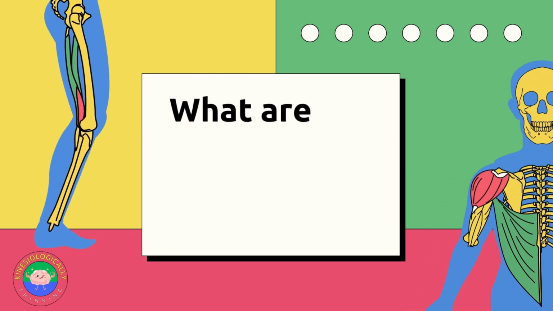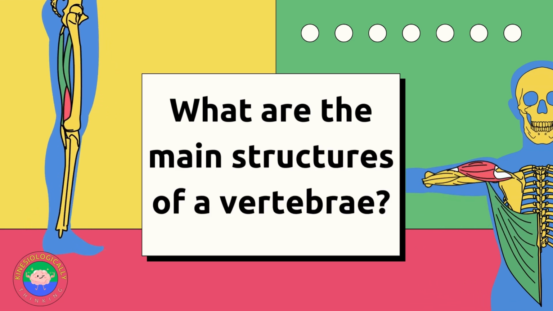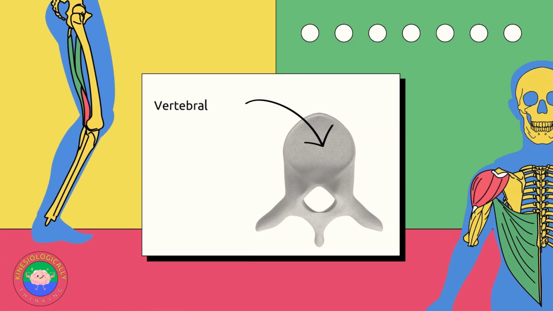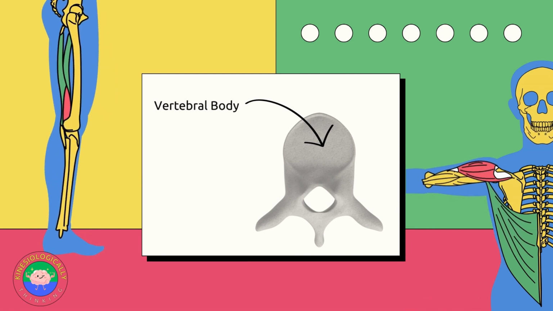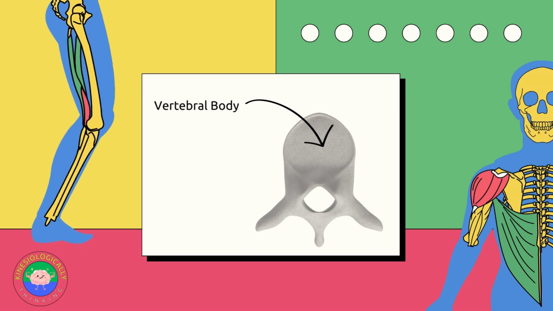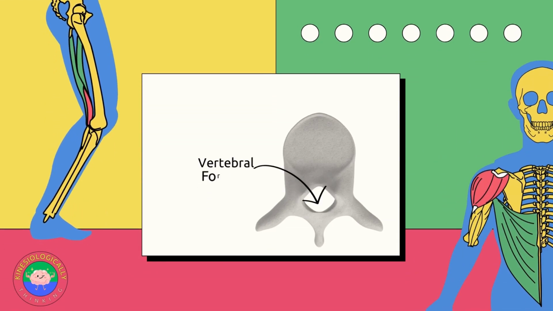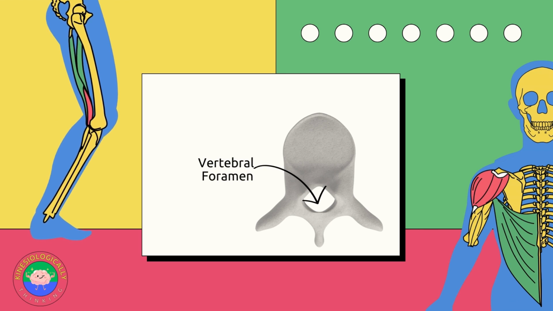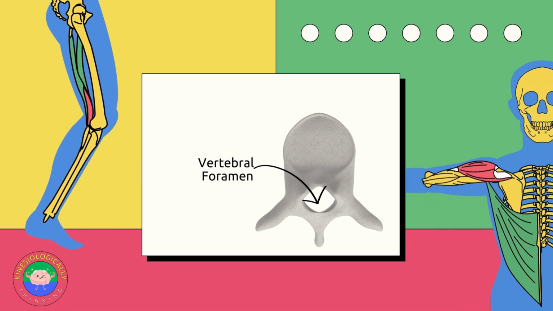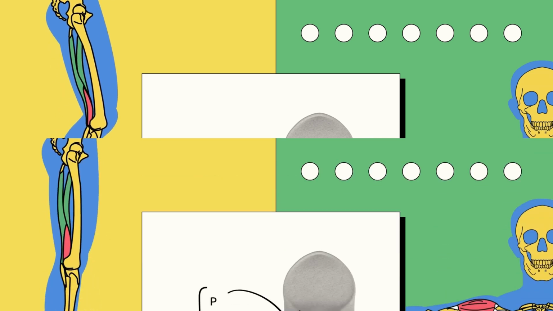So, when looking at an individual vertebra, what are the main structures that make it up? Well, first we have our vertebral body. This is the thick central piece on the vertebra, and it's important for the weight-bearing function of the vertebral column. Next, the opening of the vertebra is called the vertebral foramen. This is where our spinal cord is going to run through within the vertebral column, the whole grouping of them called the vertebral foramina. Then we have what is called the vertebral arch.